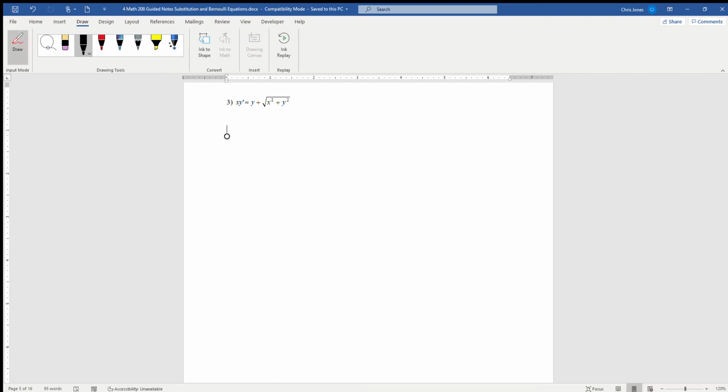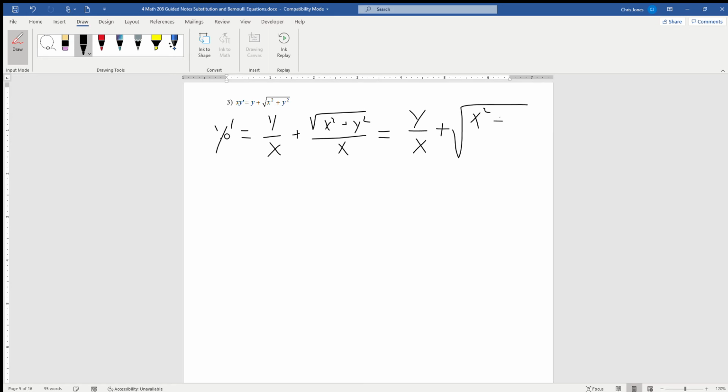So we're going to divide, and we get y prime equal to y over x plus the square root of x squared plus y squared divided by x. Now we're going to use a trick where we move the x under the radical. We rewrite this as y over x plus the square root of x squared plus y squared over x squared. Notice that all we did was take the x that was on the outside and move it underneath the radical.